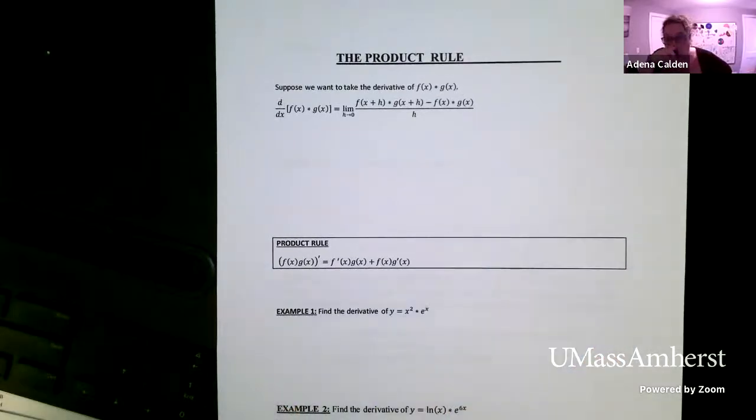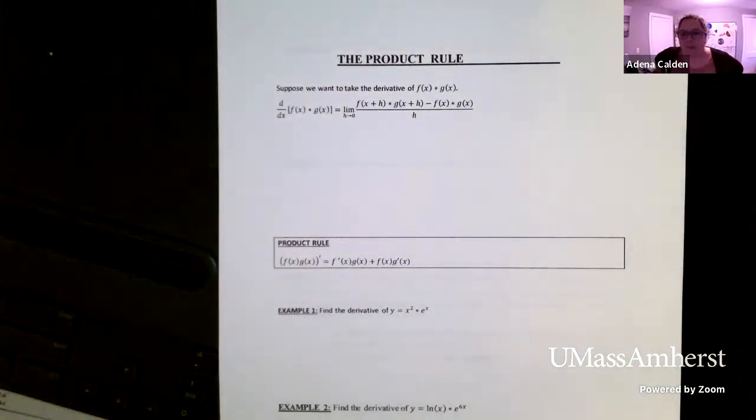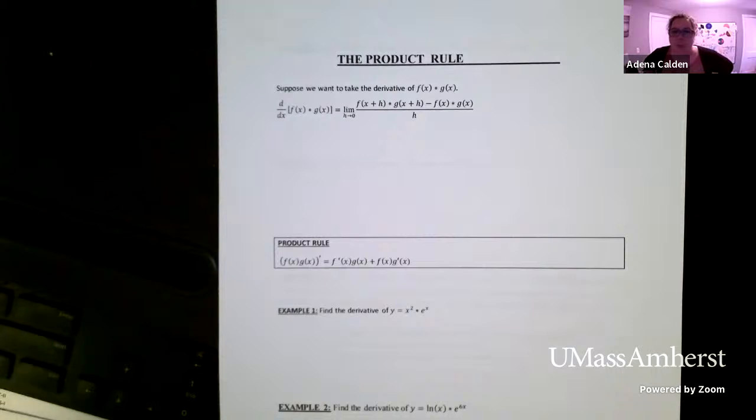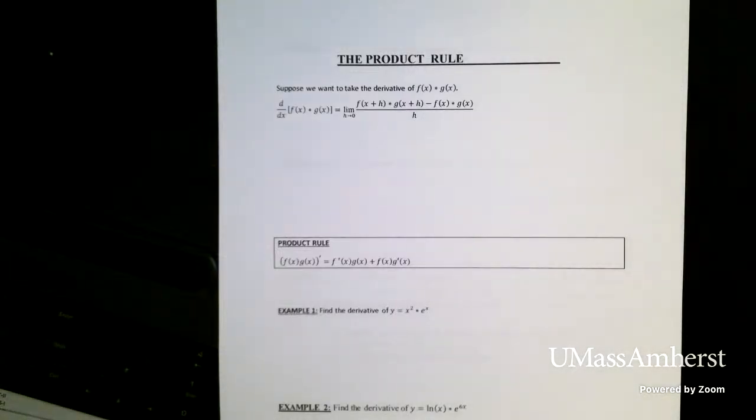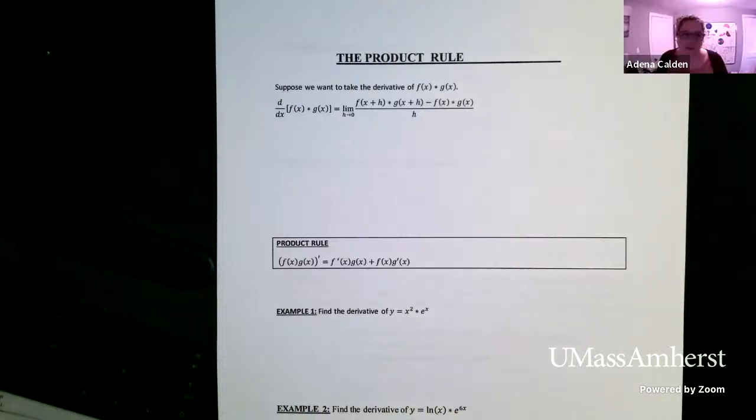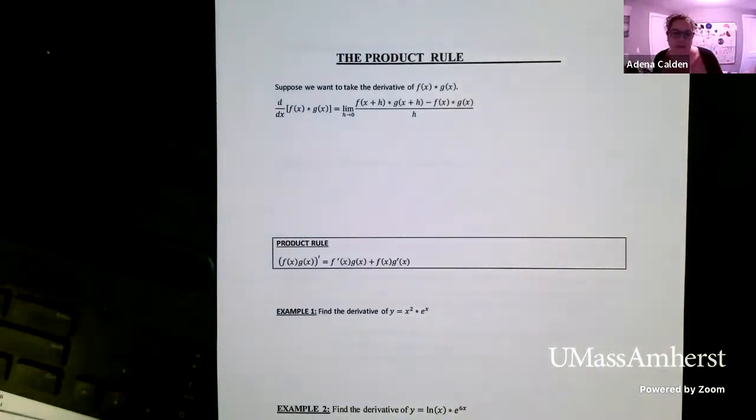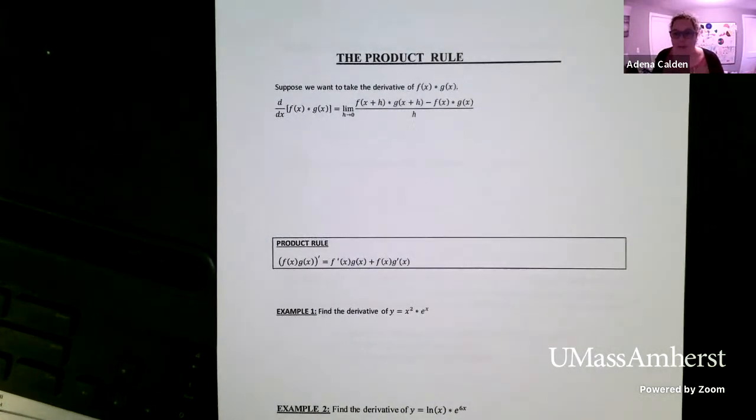We're going to start by talking about the product rule. When we talk about a product in math, that means we have 2 things that are multiplied together. In this case, we're talking about 2 functions being multiplied together. So you might have something like x squared times the natural log of x, or something of that sort.